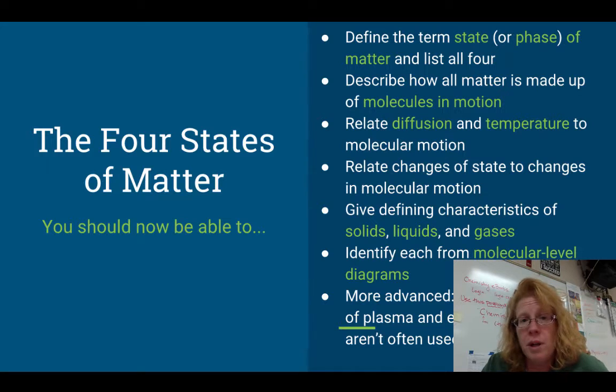And then finally, if you want to go a little bit further, you can describe some things about plasmas and explain how they're unique, different from the other three states, and talk about why we don't really discuss them that much in chemistry, even though they're ridiculously cool.